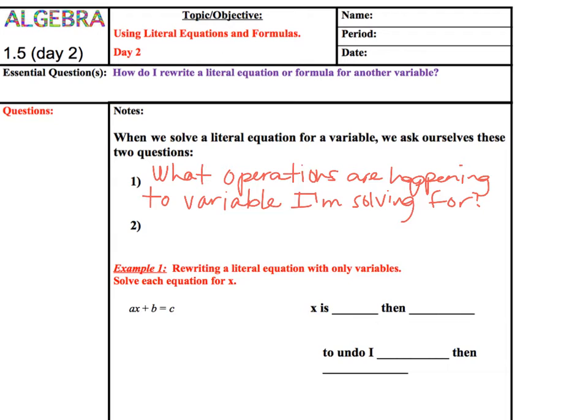And when we think about this, we want to do it in order of operations order. So we want to talk about the multiplication and the division before we talk about addition and subtraction. And then the second question is the same thing we think about when we solve any equation. How do I undo those in opposite order?